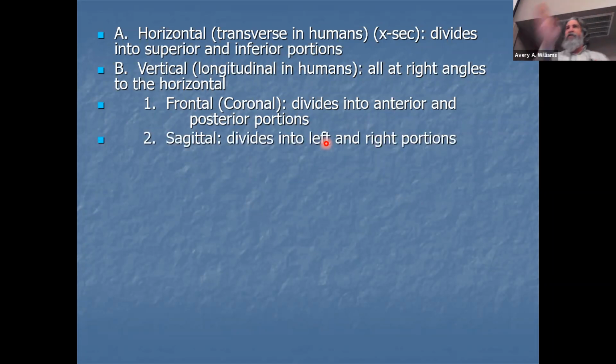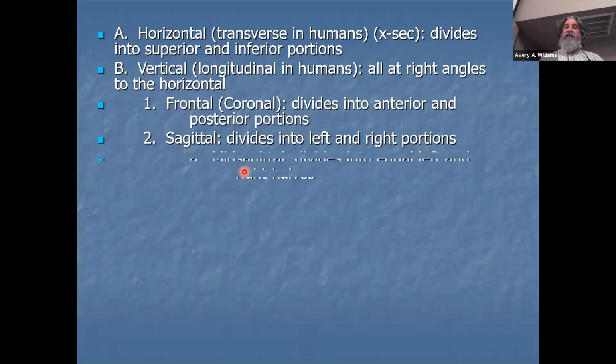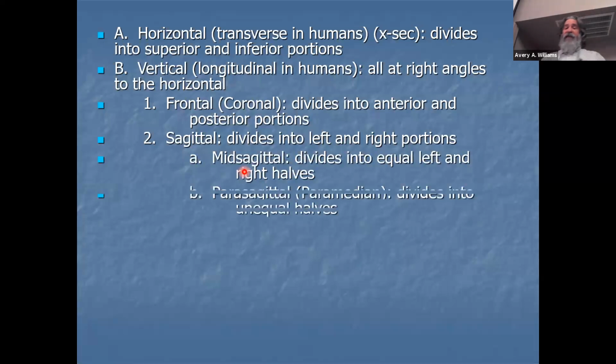So how else could you do it? Well, you can do it like this. You can cut like this or like this. If you're cutting like this, you don't have front and back halves, you have left and right halves. Okay, and those are called sagittal sections. Now, you have two different types of sagittal sections. You can produce equal left and right halves or unequal left and right halves.